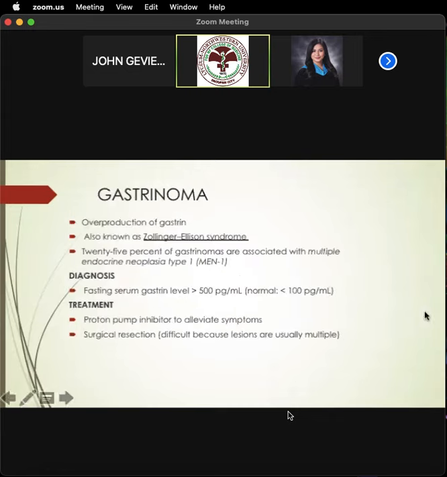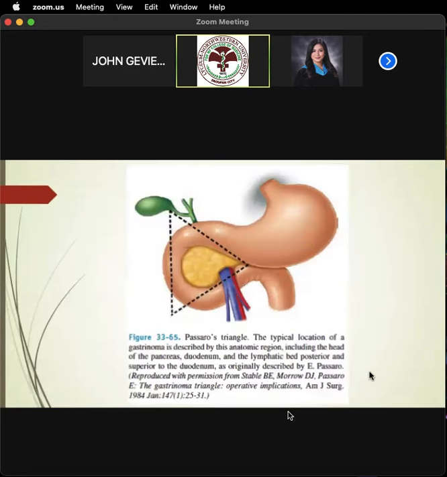Okay, gastrinoma, overproduction of gastrin, also known as Zollinger-Ellison syndrome, which is a part of your MEN1. The diagnosis here is fasting serum gastrin. Treatment is you give PPI, which is omeprazole, and also we could do surgery in some cases.